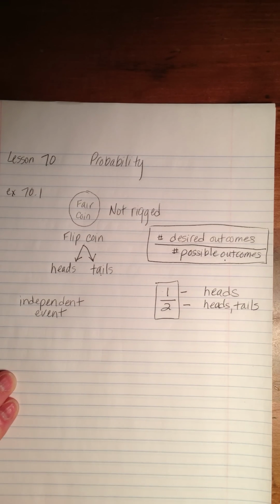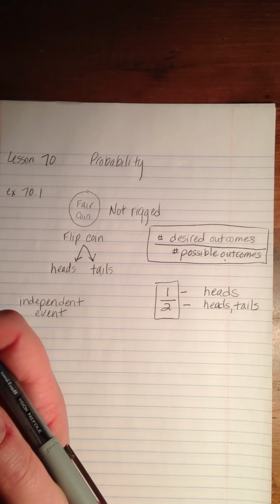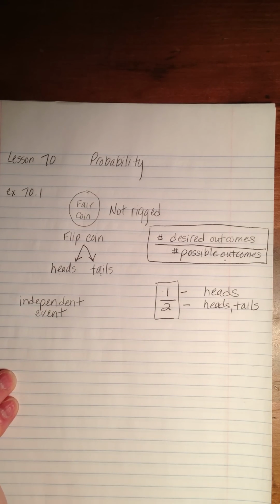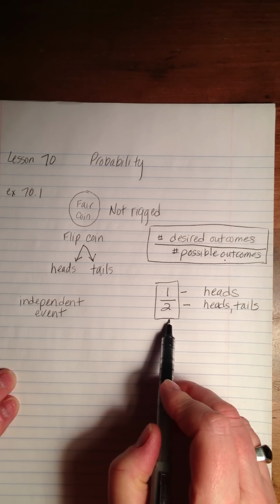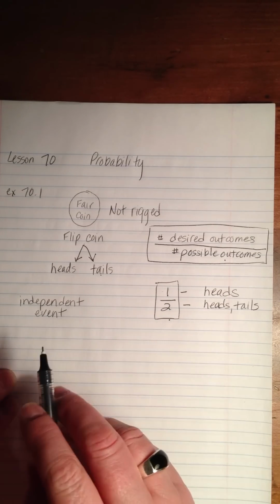It doesn't matter if you got heads 18 times in a row. That doesn't mean you're more likely to get heads the next time. It doesn't mean you're less likely. Every single time you flip it, the probability is exactly 1 out of 2 that you will get heads.